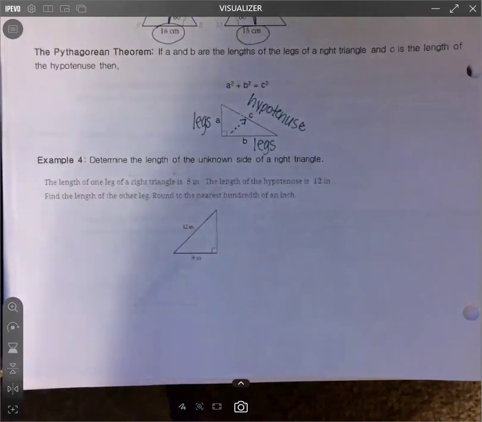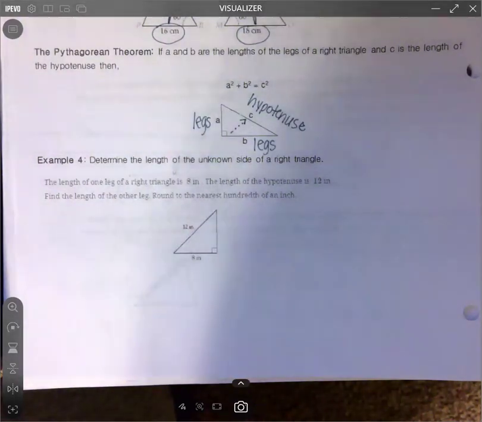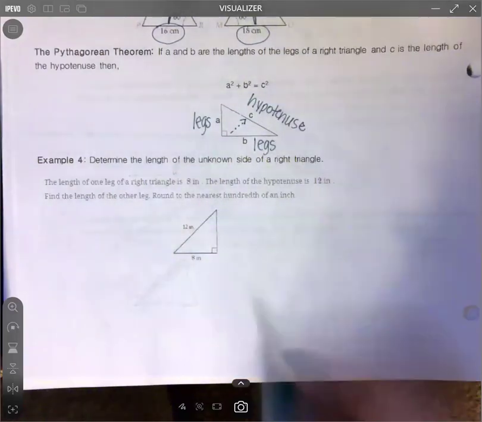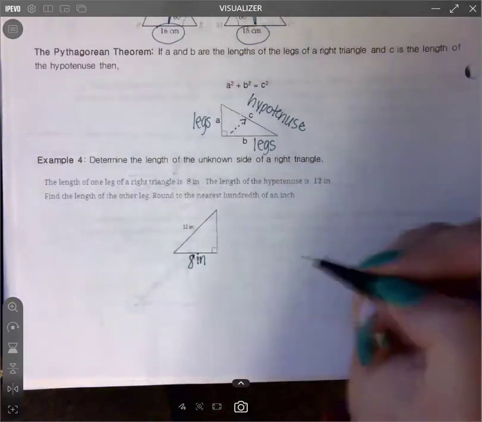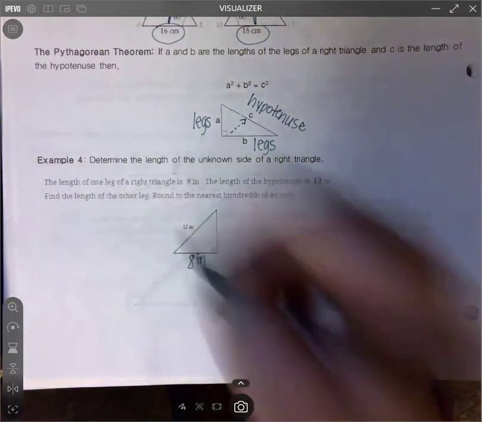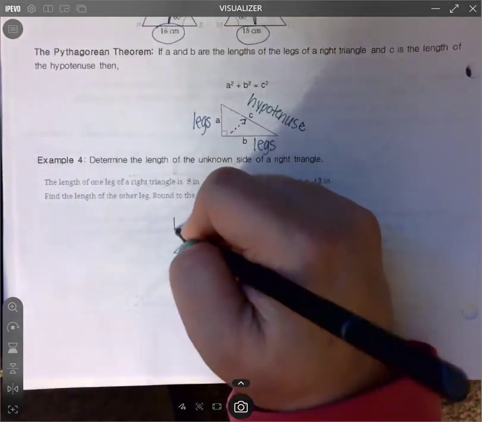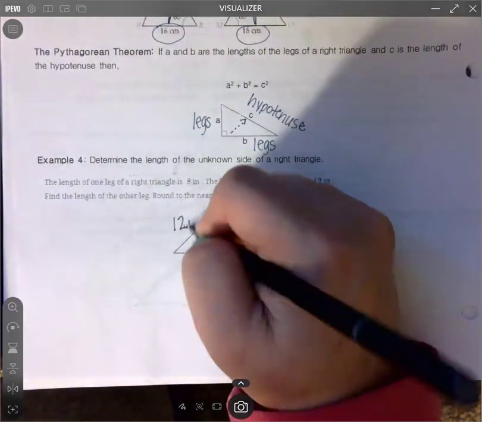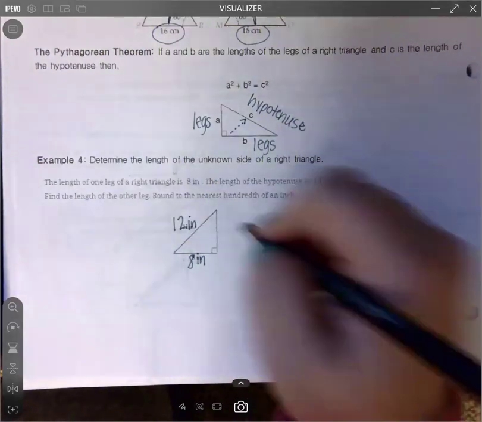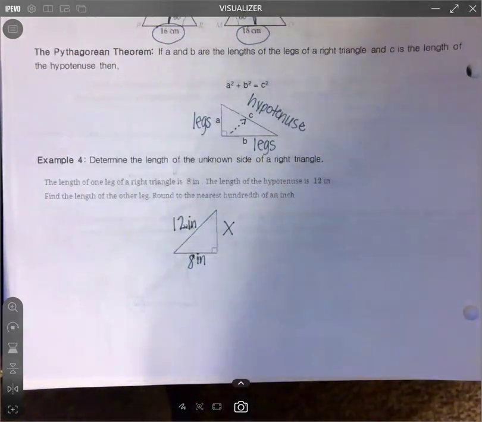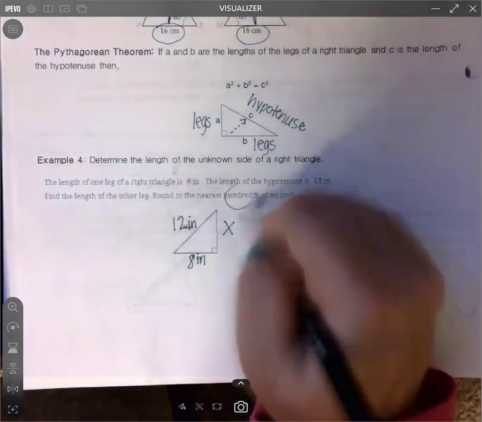So our problem says, determine the length of the unknown side of a right triangle. The leg of the right triangle is 8 inches. So that's the side that's labeled. The hypotenuse is 12 inches. Again, that side is labeled. And it says, find the length of the other leg. So I'm going to make that X. Round to the nearest hundredth of an inch.